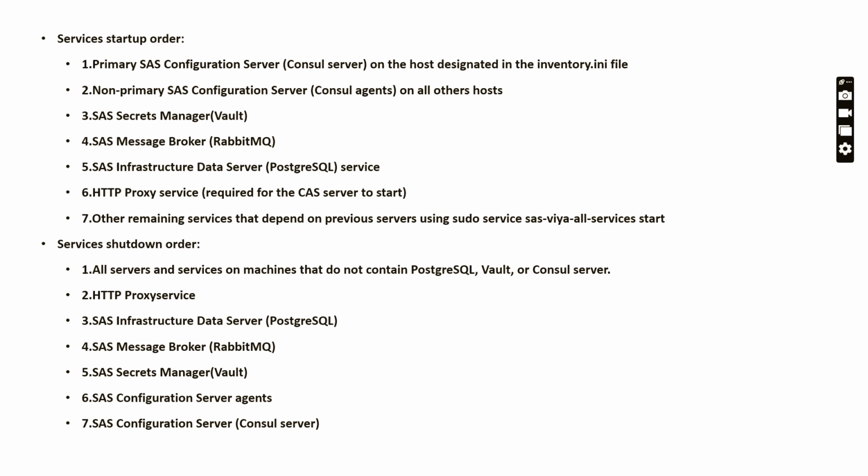In the grid environment also, we have one strict order we need to follow. There is a three tier architecture: metadata, compute, and mid tier. So while starting up, we need to start metadata, then compute, then mid tier. While stopping, you need to stop mid tier first, then compute, then metadata. So that is the order to follow. Here also, it is a very strict order we need to follow while stopping and starting.